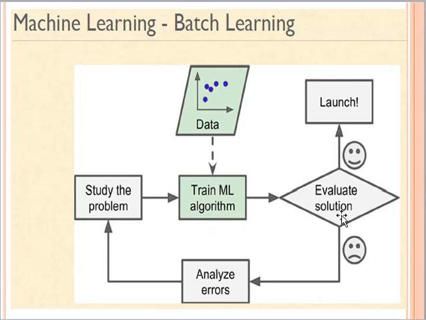So if I see that it is not fully trained, then I will analyze its errors, and I will study the problem domain again, and I will train my algorithm again, right? So this will basically be done in a loop until my machine learning algorithm is fully trained. And once it is fully trained and I am happy with its evaluation, then I can launch the algorithm to solve unseen real world problems, right? So this is basically the main flowchart of a batch learning process.